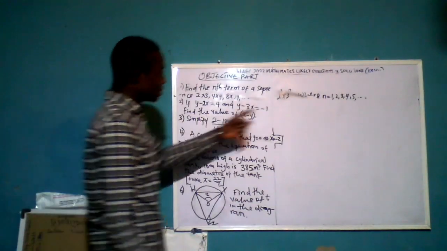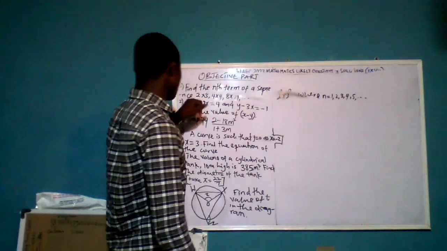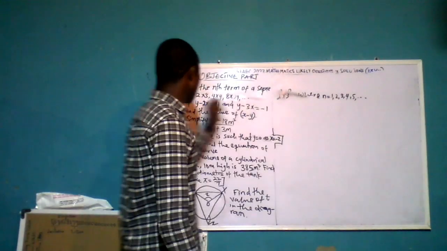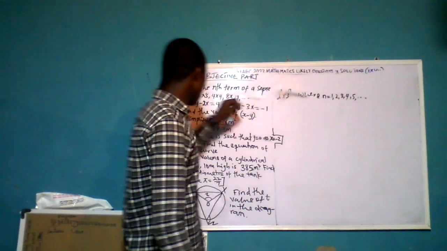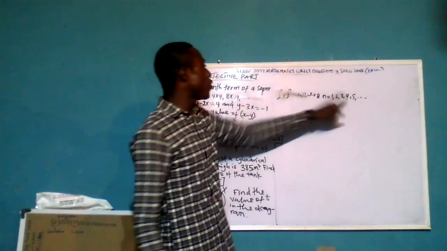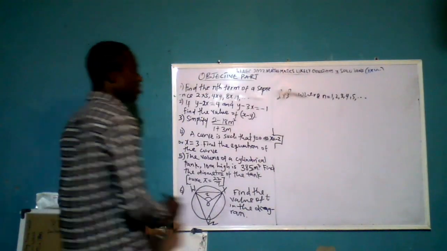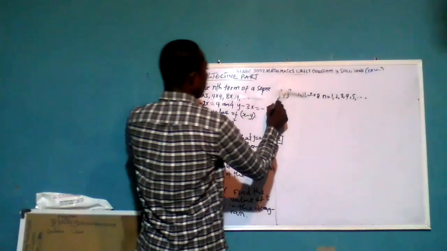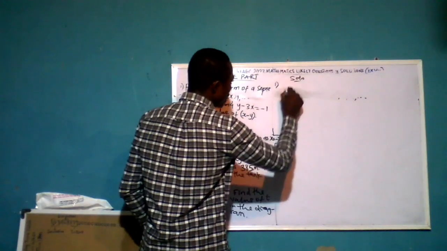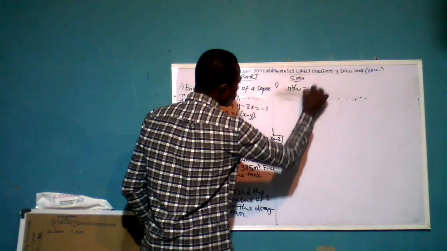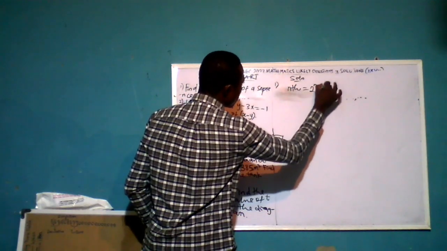So if you test it now, when n is equal to 1, that is your first term. When n is equal to 2, that's your second term. When n is equal to 3, that's your third term. And when n is equal to 4, that is your fourth term. So on and on like that. And this is the nth term of this sequence. So nth term is equal to 2 raised to power n multiplied by 3 raised to power n.